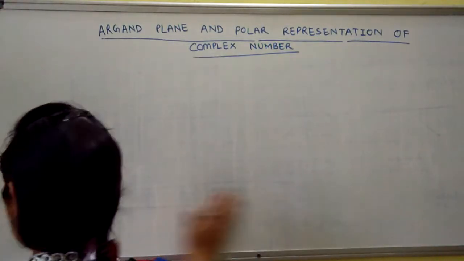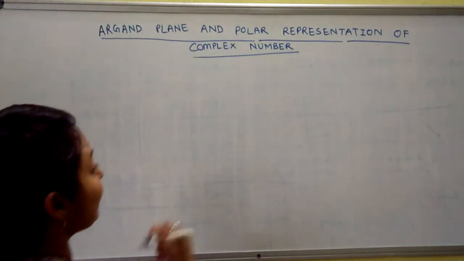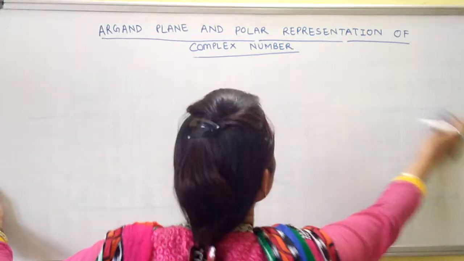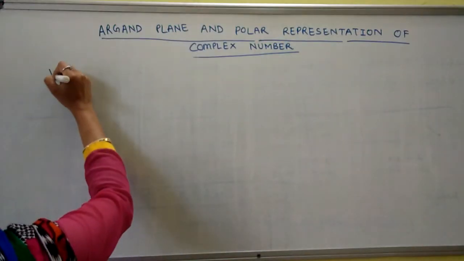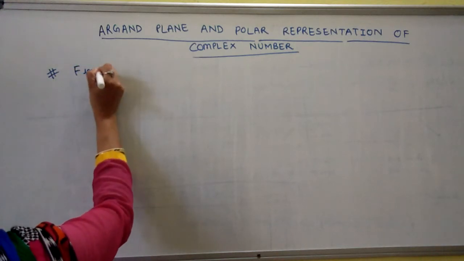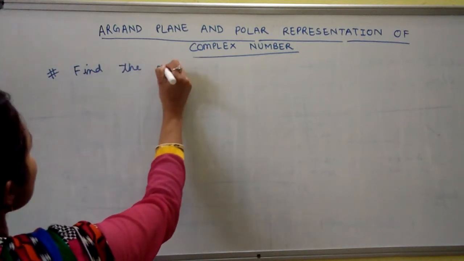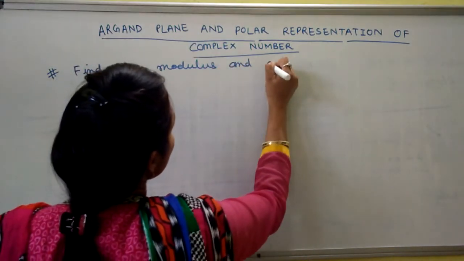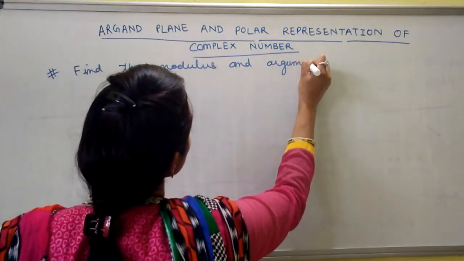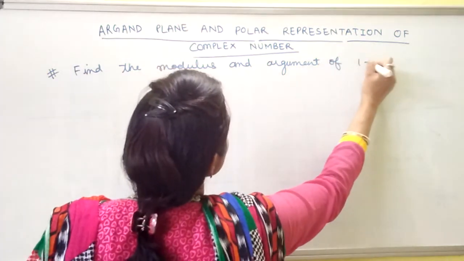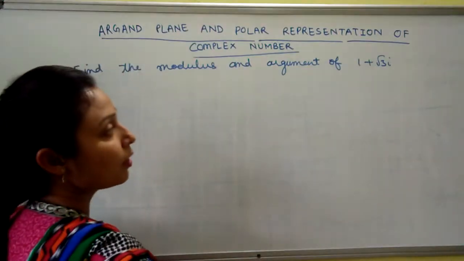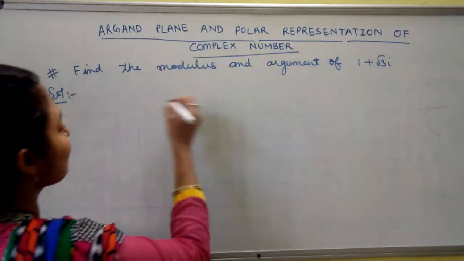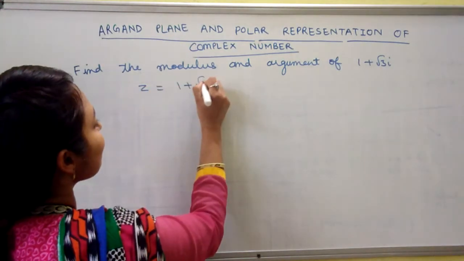First is, find the modulus and argument. Question number one: find the modulus and argument of 1 plus root 3 iota. So how can we solve? Solution: z is equal to 1 plus root 3 iota.